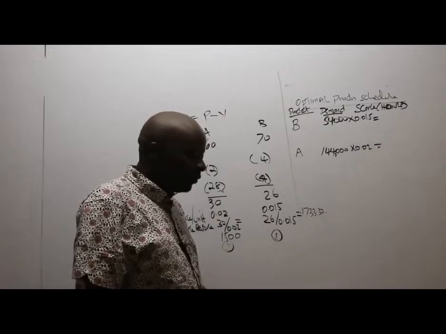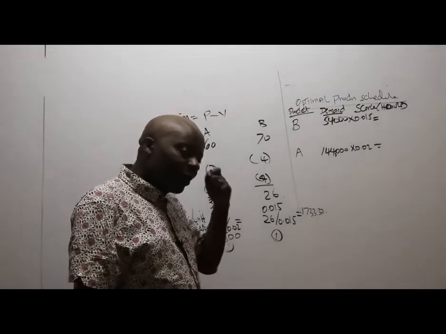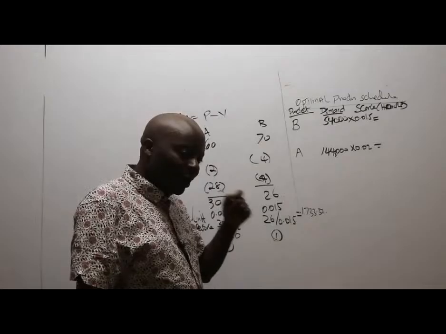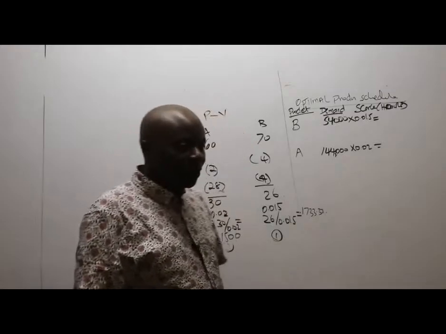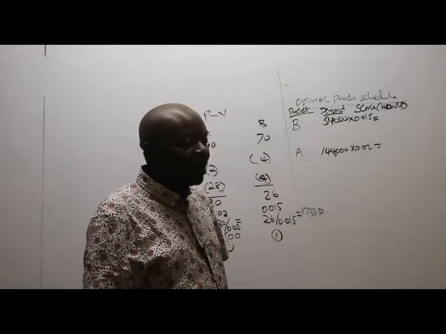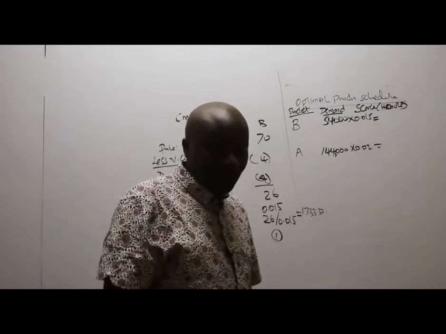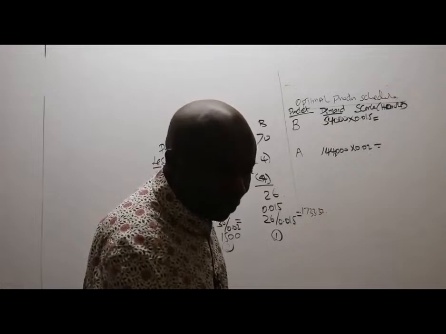Because remember, it's a limiting factor question. So I'm thinking about what is this scarce resource that is going to hinder my productivity. So then 54,000 times 0.015 will give me what figure?